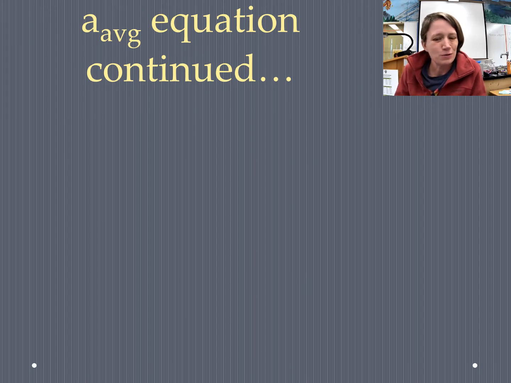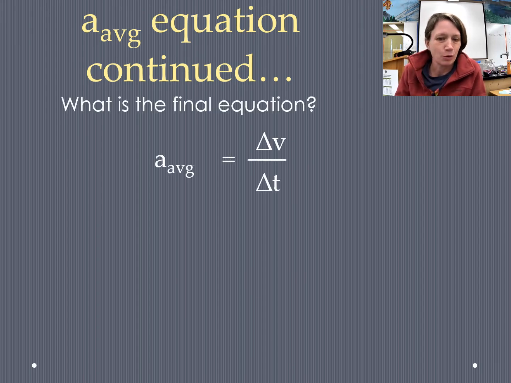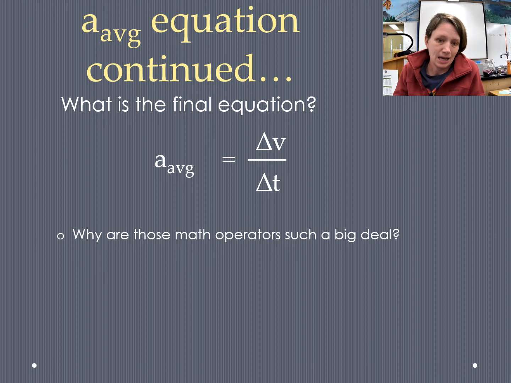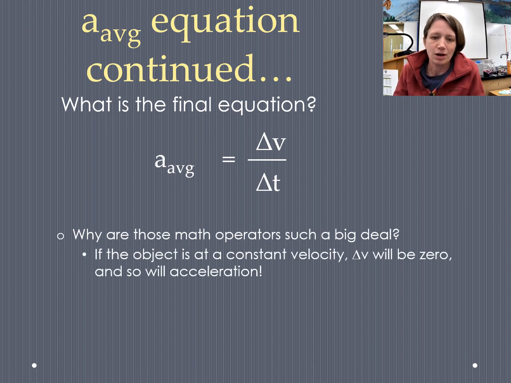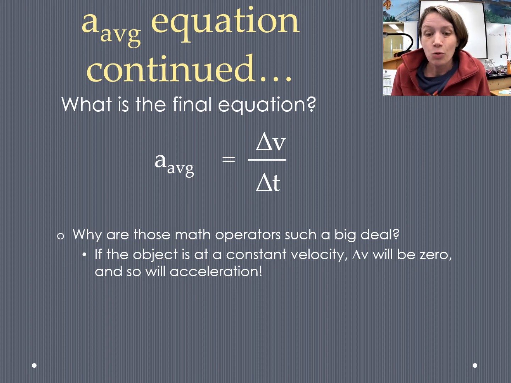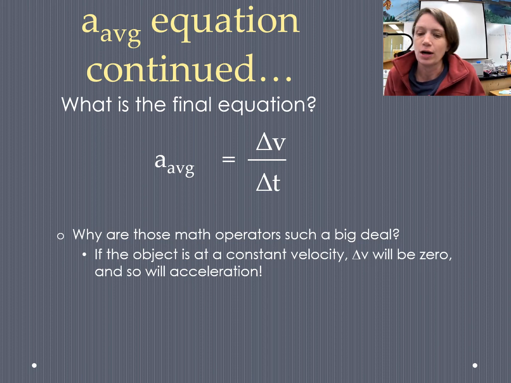So we're going to combine those two relationships together to come up with a final equation. Remember, we put our dependent variable by itself, and then our independent variables on the other side, the linear on the top, delta V, and the inverse on the bottom, which is delta T. Again, a brief mention about those math operators. This one is really important. You have to only use delta V in this equation, because if you use the plain old V, you're going to get a completely different incorrect answer.